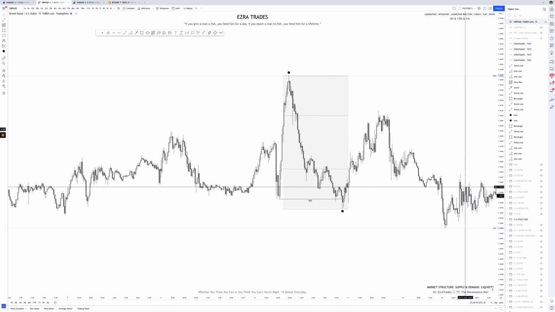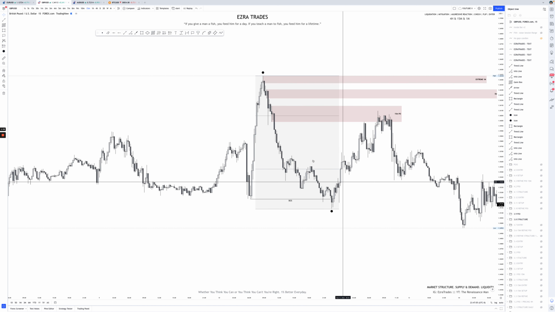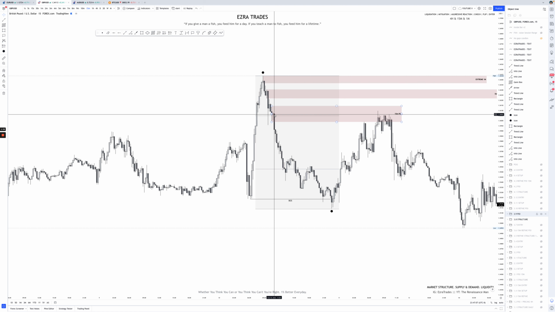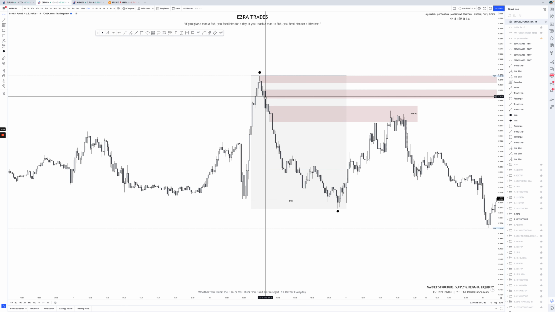Obviously, we know what happened. Let's look at the POIs we marked out. These are on the 15 minute time frame. So why do we have these areas here? Well, this area here is basically a point that got engulfed, and we can actually refine these on the lower time frame, right? But we have three clear areas, right?